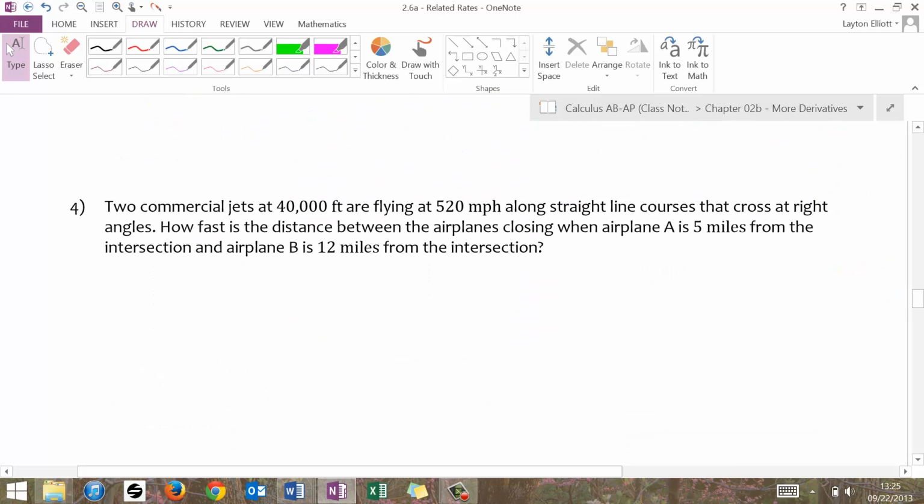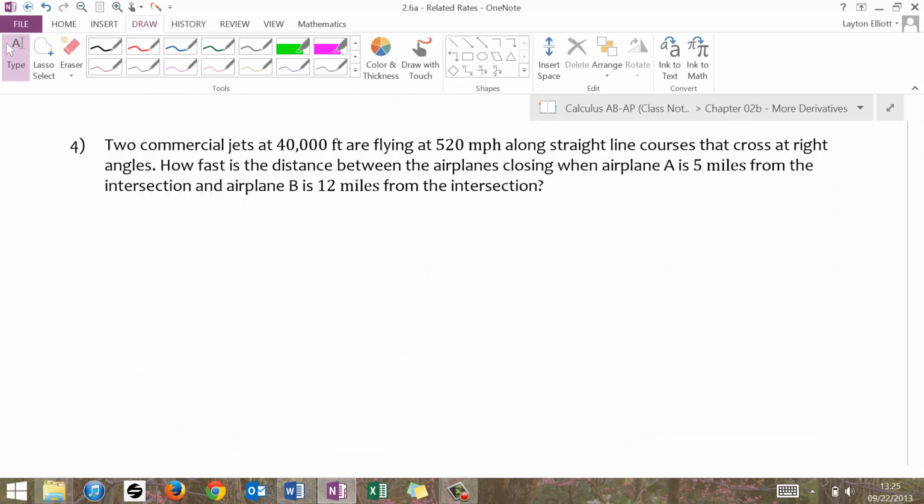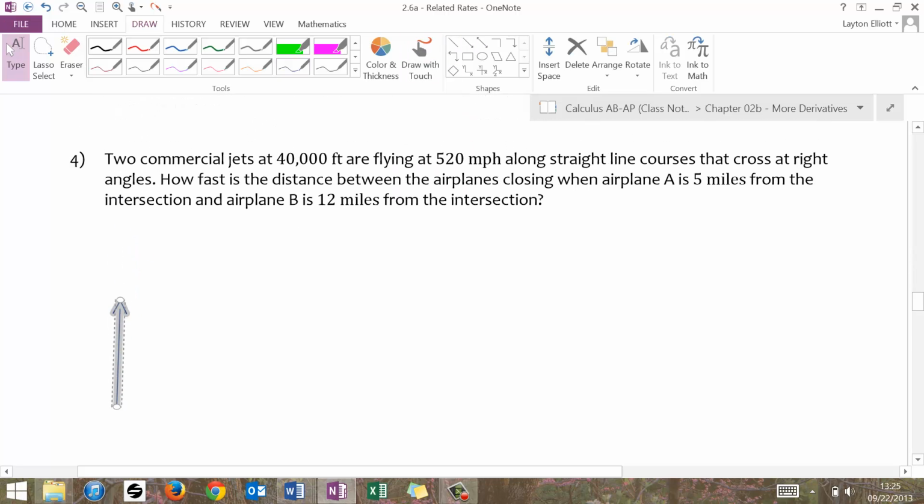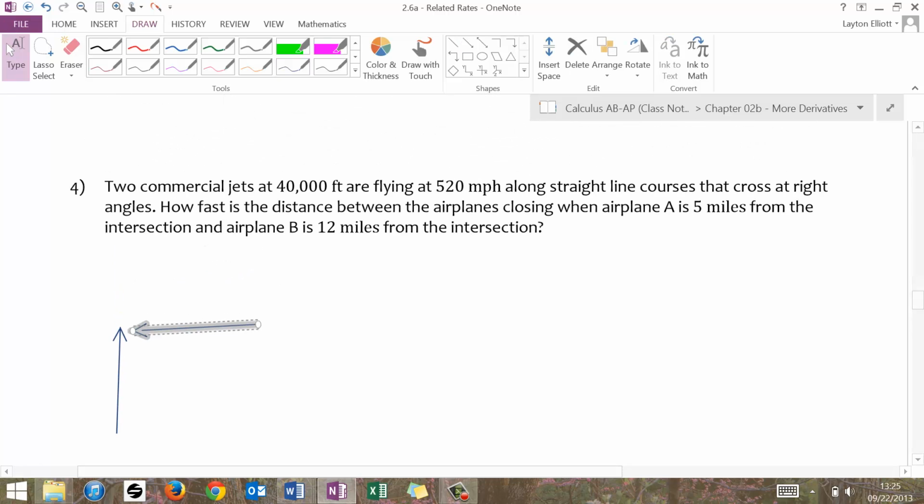Next one: two commercial jets at 40,000 feet are flying at 520 miles per hour along straight line courses that cross at right angles. How fast is the distance closing? So pretty much what I have is one plane doing this, flying like that, and the other one flying like this. That's not really a right angle, but you get the idea. We'll call that a right angle.